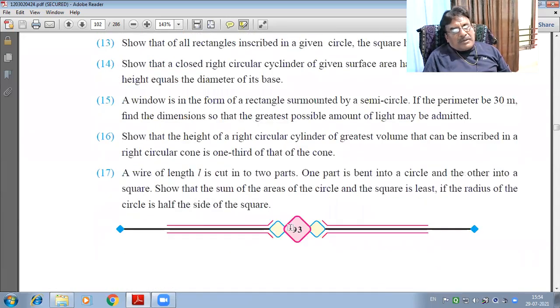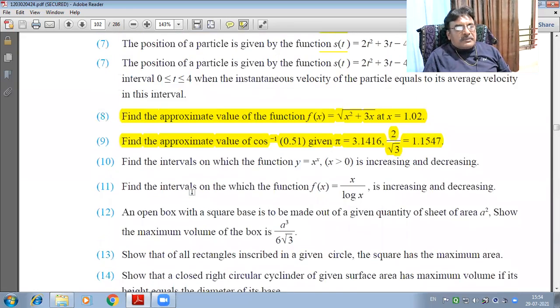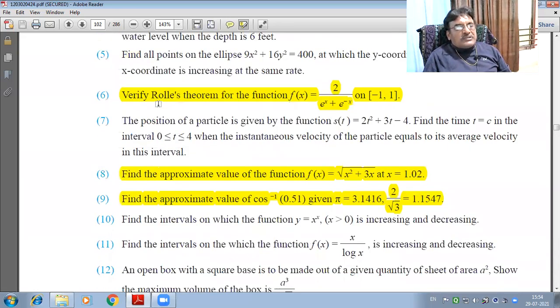In the board book on page number 93, verify Rolle's theorem, that is problem number 6. Verify Rolle's theorem for the function f of x is equal to 2 upon e to the power x plus e to the power minus x on the closed interval minus 1 comma 1. This problem number 6 is deleted.